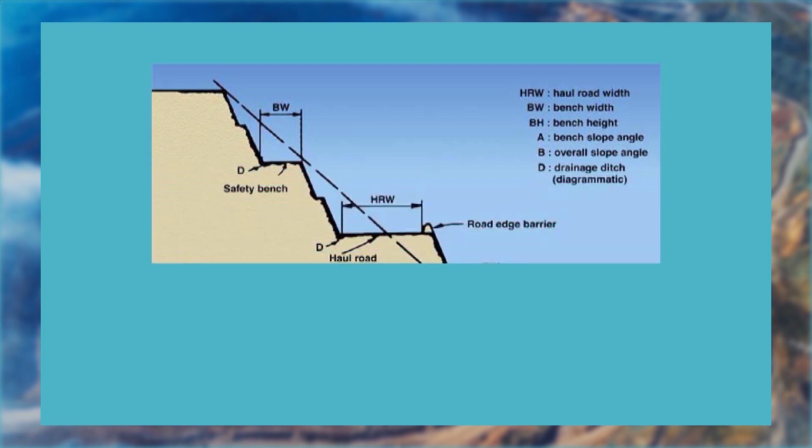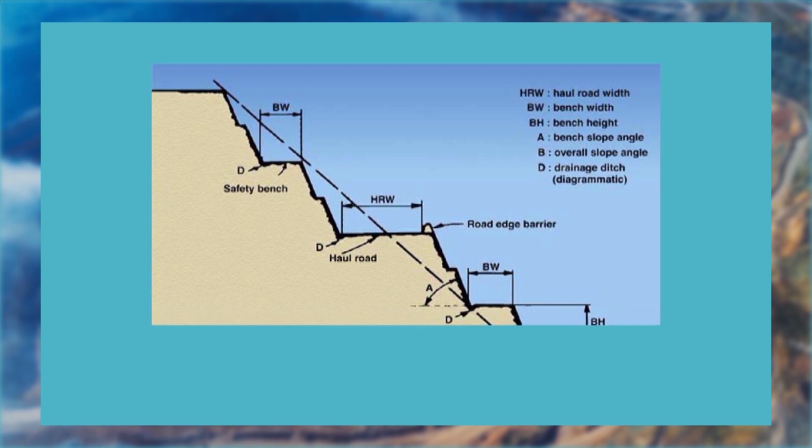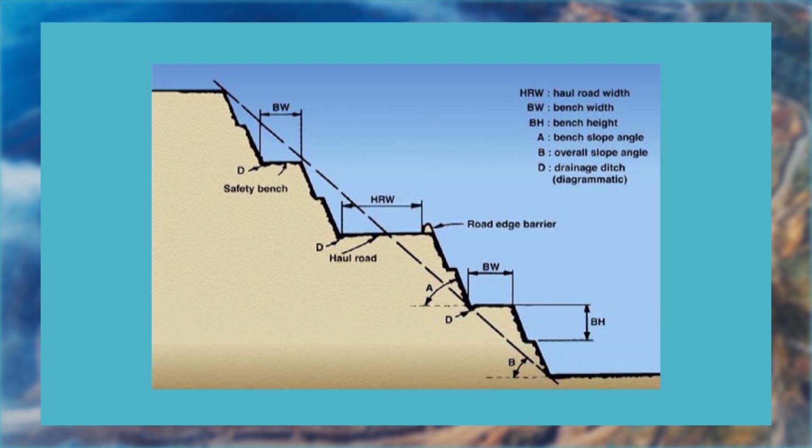You can see an imaginary line that has been drawn from the bottommost toe to the topmost crest, and this line, whatever angle it makes with the horizontal, is called the overall pit slope angle.